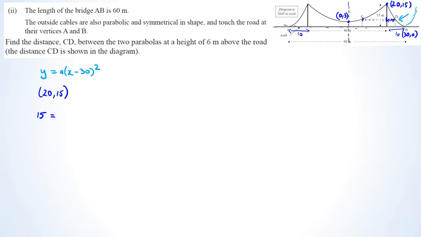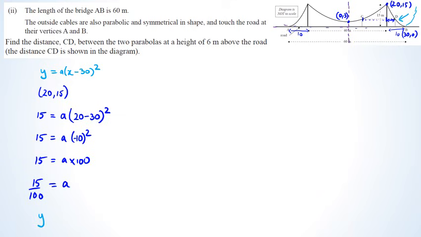So then I can write this as 15 equals a multiplied by (20 minus 30) squared, which is going to be 15 equals a times negative 10 squared. 15 equals a times 100, and a is equal to 15 over 100. So the equation of that light blue parabola, that second extension, is y equals 15 over 100 multiplied by (x minus 30) squared.